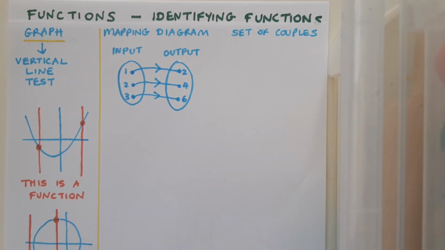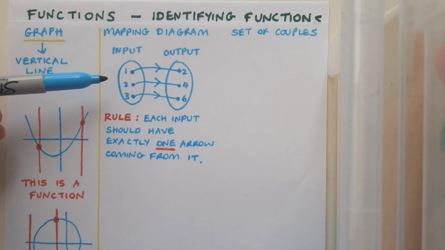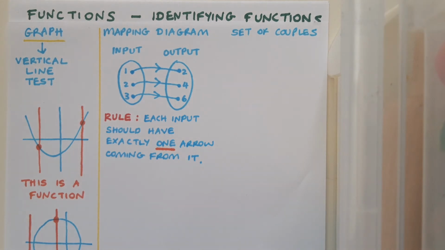The rule for identifying if a mapping diagram represents a function or not is very straightforward. For mapping diagrams, the rule is that each input should have exactly one arrow coming from it. So the mapping diagram that we see here, since each input has one arrow coming from it, is a function.